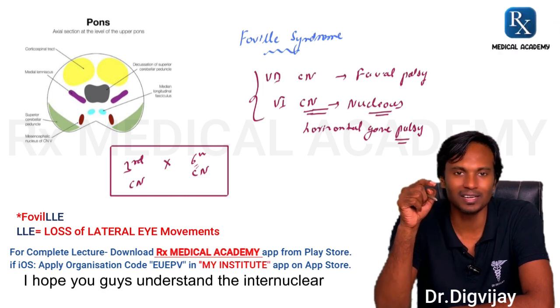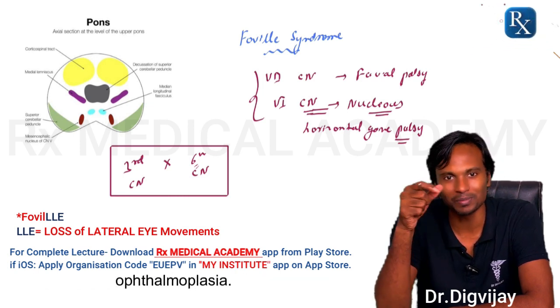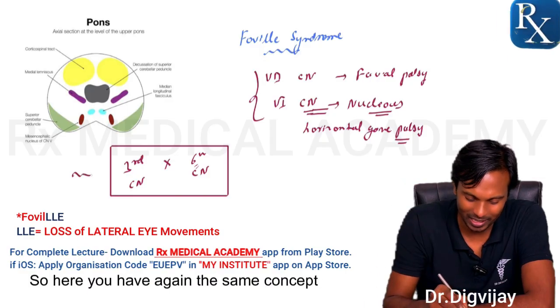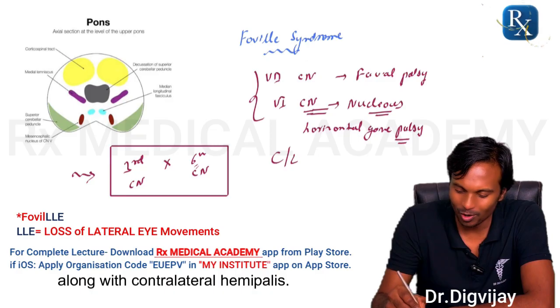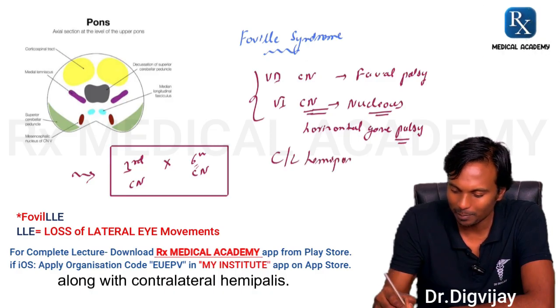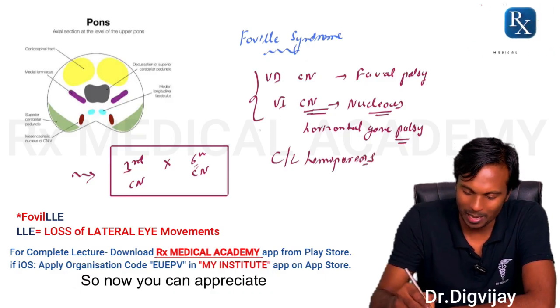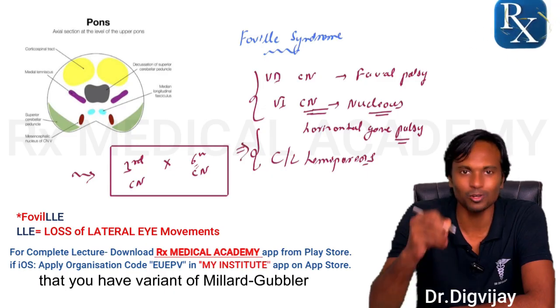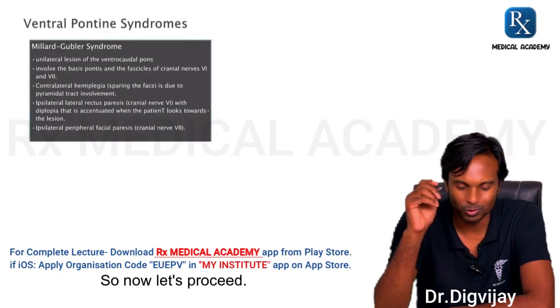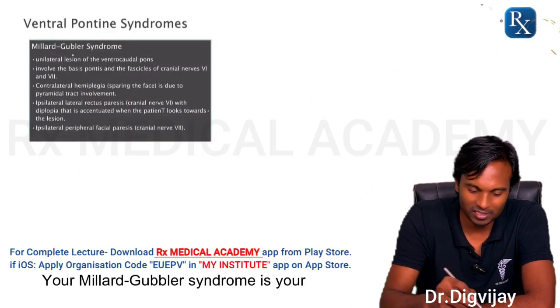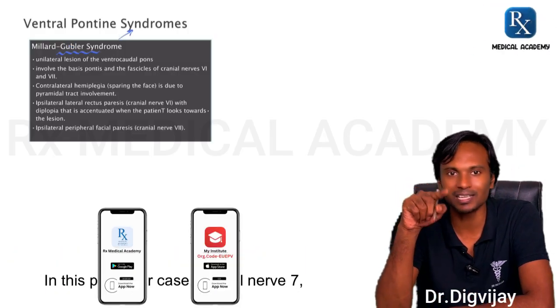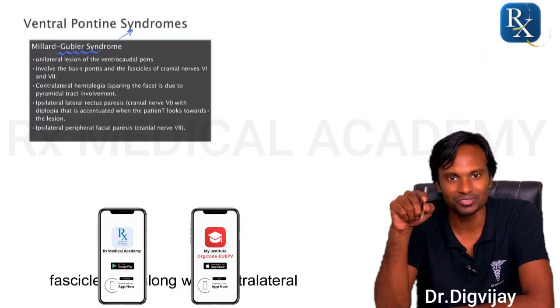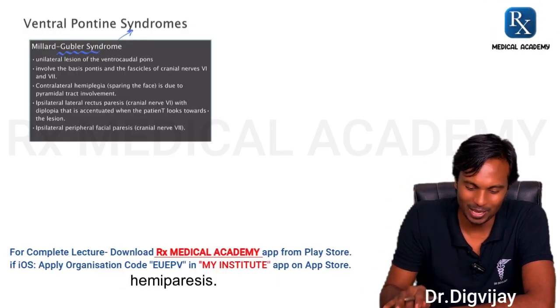I hope you understand internuclear ophthalmoplegia. So here you have again the same concept resulting in horizontal gaze palsy along with contralateral hemiparesis. Now you can appreciate that you have a variant of Millard-Gubler syndrome. So now let's proceed. Millard-Gubler syndrome is your ventral pontine syndrome. In this case, cranial nerve 7, fascicle of 6 along with contralateral hemiparesis.